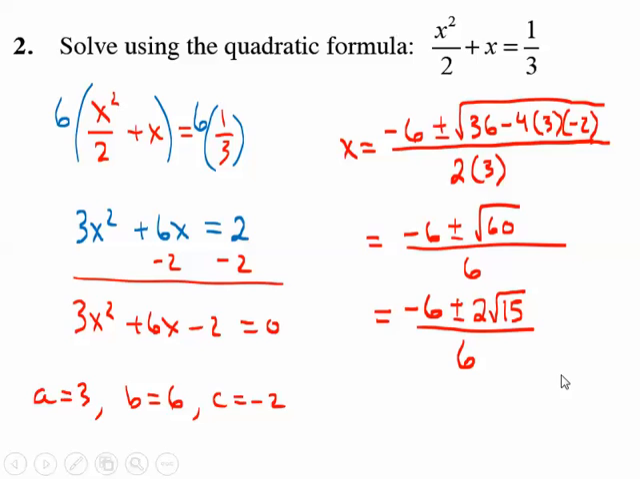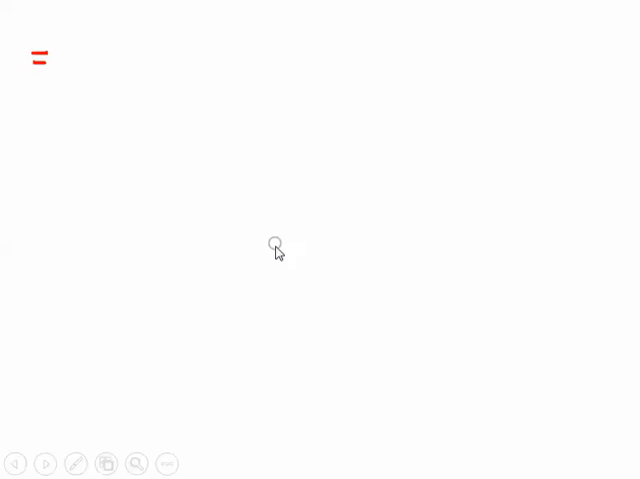Let me show you two different ways to simplify it. Let me rewrite it here. This is negative 6 plus or minus the square root of 2 times 15, over 6. Let me do it two different ways so you guys can see which way. This is the proper mathematical way of doing it. So we look at the top only, and we see if we can factor something out. What can we factor? What has common terms here?